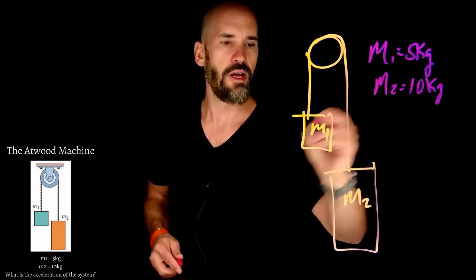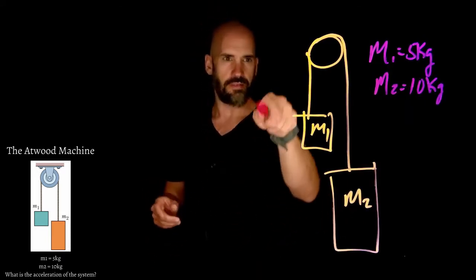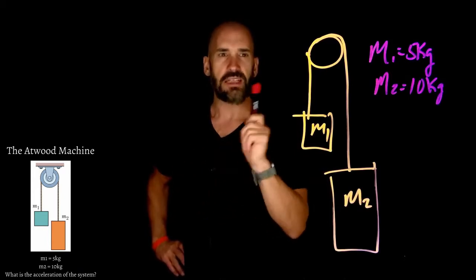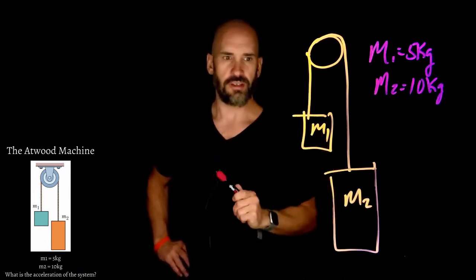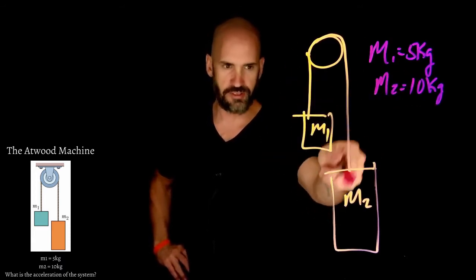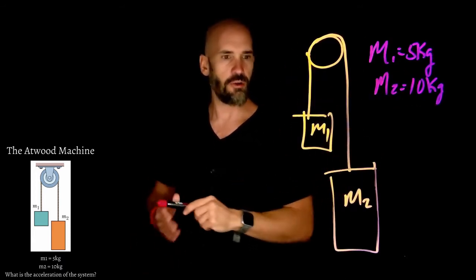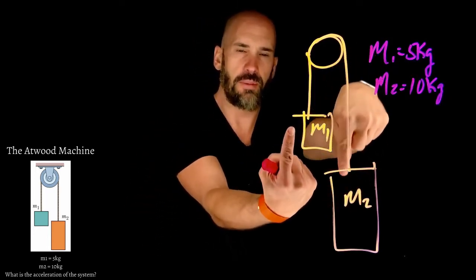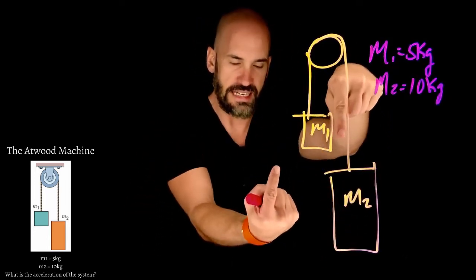Okay, and we want to know what the acceleration is of this little system. First of all, let's just predict. In which direction is this guy going to be accelerating? Well, M2 is a bigger mass, right? Which means it's going to have a bigger weight. And so we expect M1 is going to be sliding up while M2 slides down, right? And it'll be an acceleration, right?